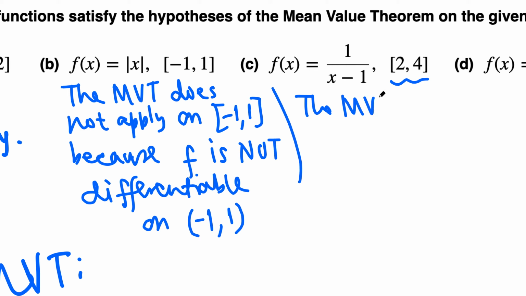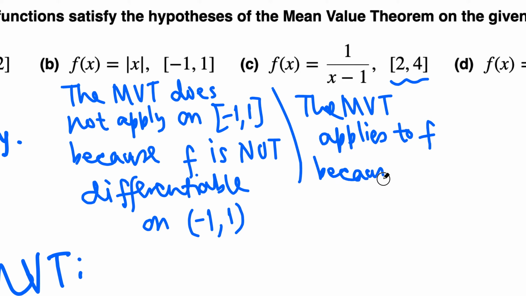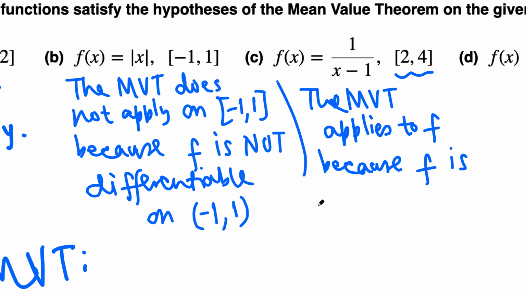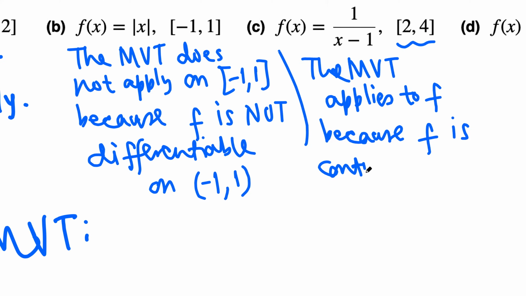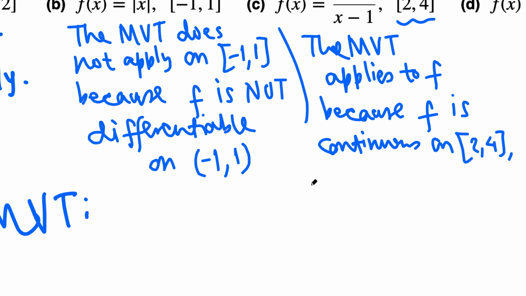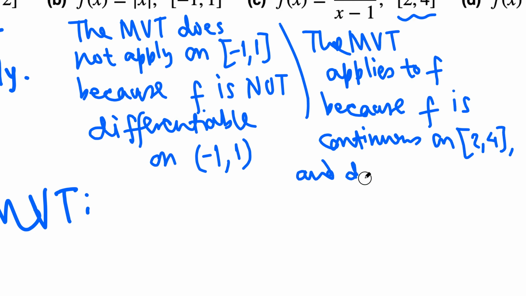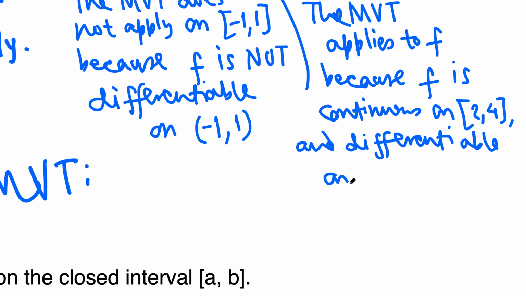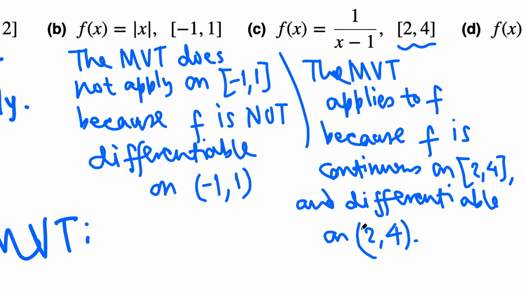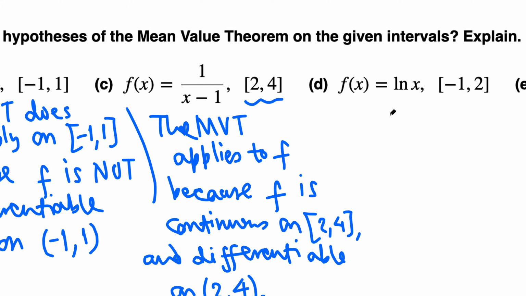The mean value theorem applies to this function f because f satisfies both conditions. f is continuous on [2, 4] and f is differentiable on the open interval (2, 4). Okay, let's go for D.